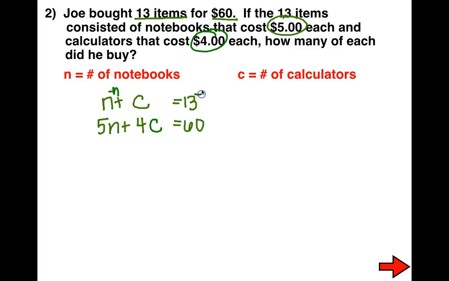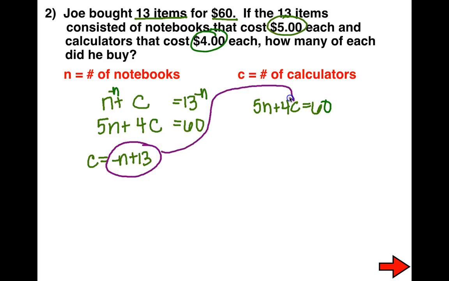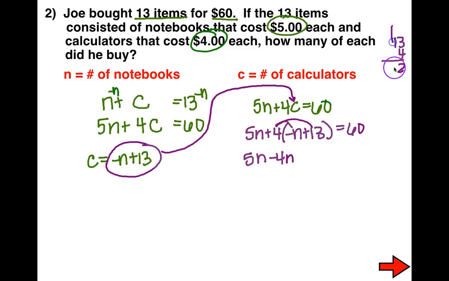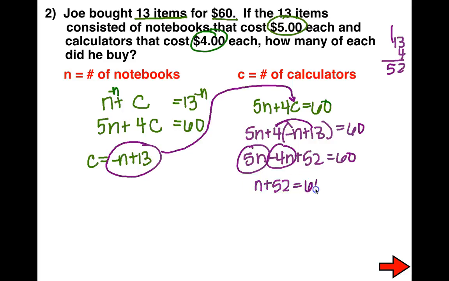I'm going to subtract n from both sides, which would leave me with c equals negative n plus 13. Now that I have that, I'm going to go ahead and write down the other equation, which was 5n plus 4c equals 60. I'm going to take this expression here and substitute it in for c, which leaves me with 5n plus 4 times the quantity negative n plus 13 equals 60. So now I'm going to have 5n, distribute, so minus 4n, distribute again. This was a 13. Let's do 13 times 4. It's going to be 52. So it's positive 52 equals 60. I'm going to combine like terms. This is going to leave me with n plus 52 equals 60. Simply subtract 52 from both sides, and I end up with n equals 8.